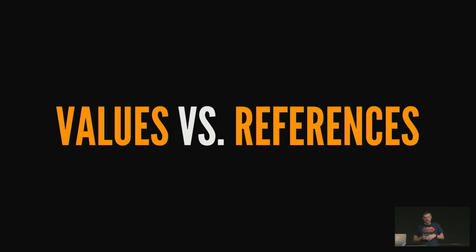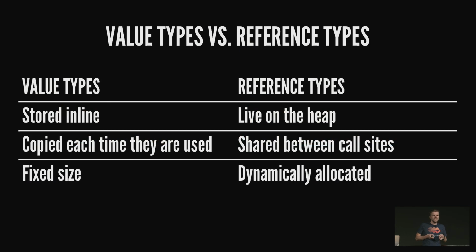Okay, so in Swift, there are value types and there are reference types. Value types are typically stored inline, maybe on the stack. They're copied every time that they're used, and they tend to have a fixed size. Reference types, on the other hand, normally live on the heap. They're shared between call sites, so if you make copies of them, they're basically all references to the same value. And they're dynamically allocated, so they can change size at runtime, for example.